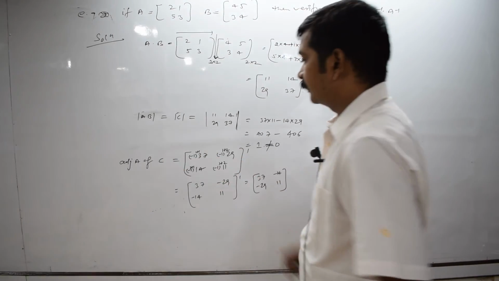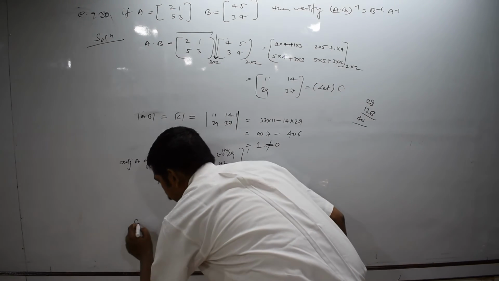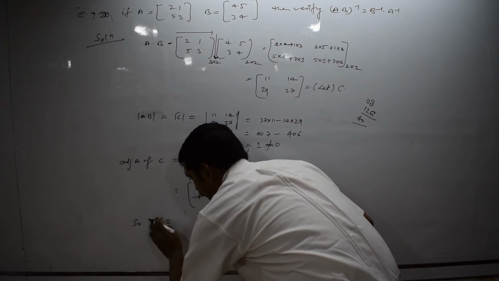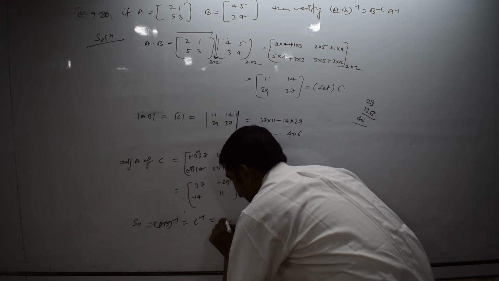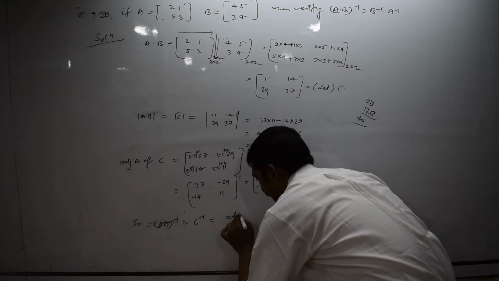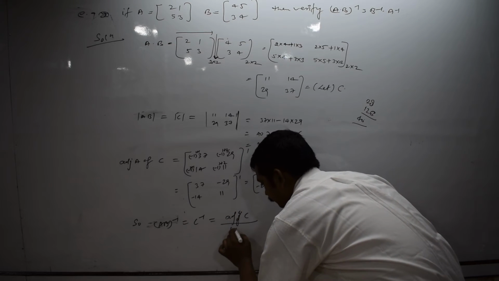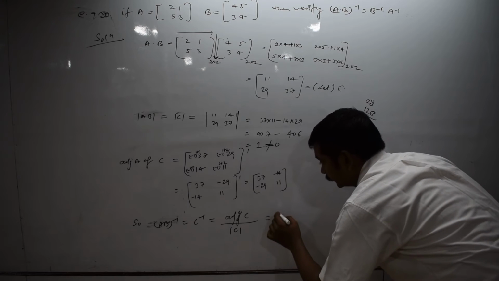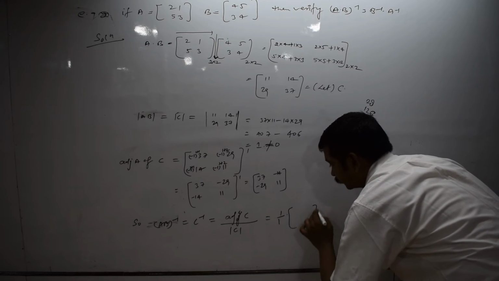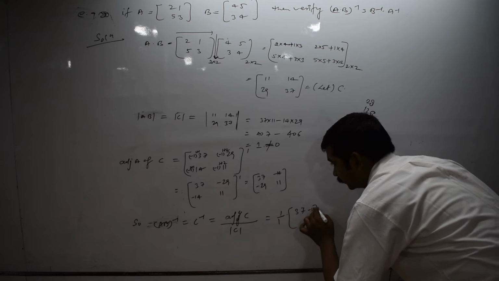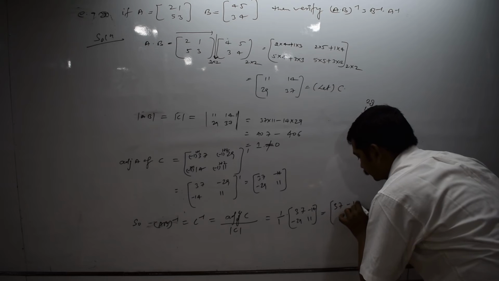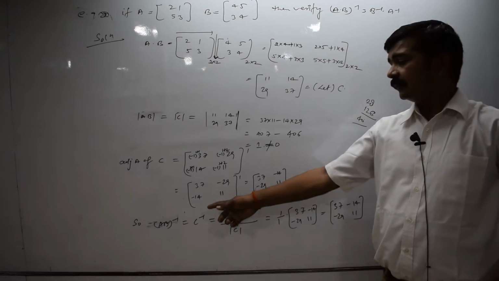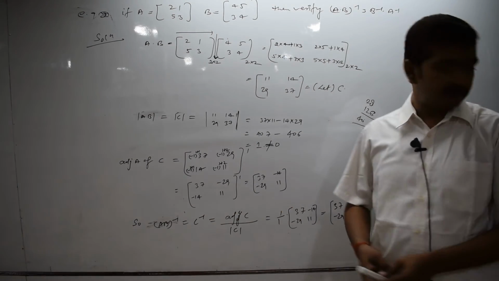Now we find the adjoint of C. So inverse of C, meaning (AB) inverse, equals adjoint C upon determinant C. So this will be 1 by 1 times the matrix 37, minus 14, minus 29, 11. So this is the matrix we get for (AB) inverse.